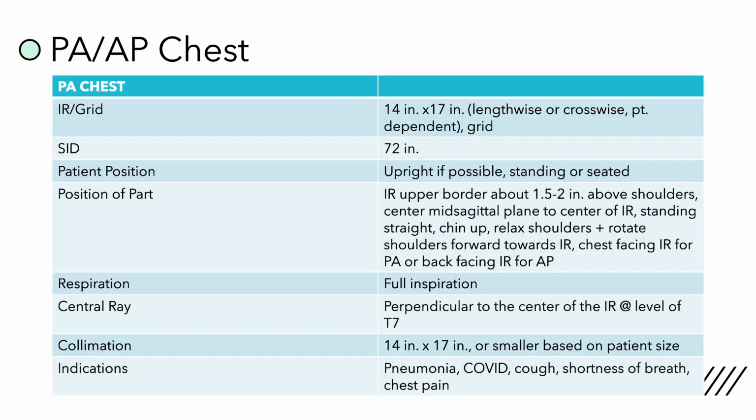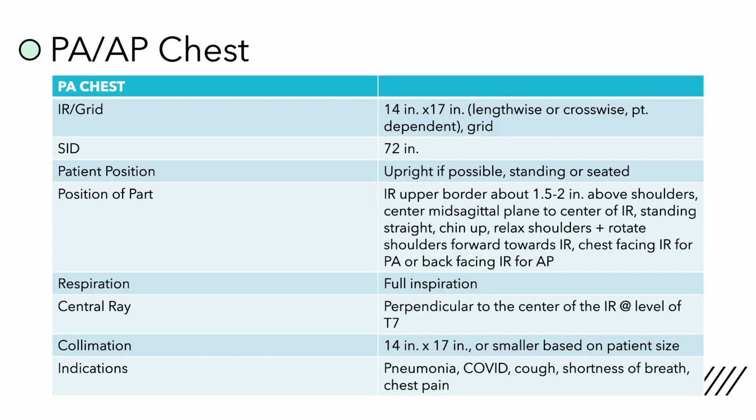So when we're setting up a P to A or an A to P chest, we're going to use an image receptor that's 14 by 17 and within a grid, meaning that we're putting it inside the machine. We're going to set the SID to 72 inches. Remember that you'll have to convert that to centimeters when you take your competency exam. So refer back to that last lecture for that centimeter conversion.